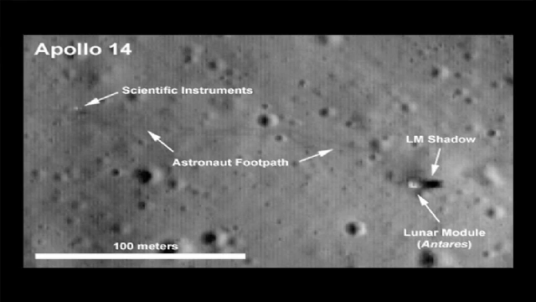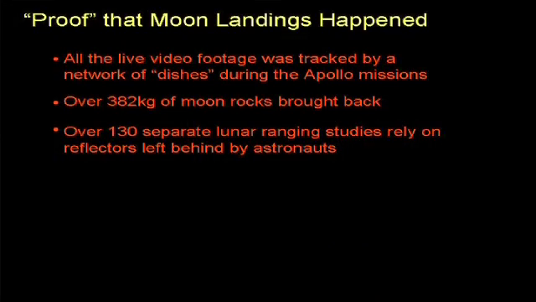Now, of course, again, the conspiracy theorists will probably just say that these are faked as well, but I'm prepared to give NASA the credit that what we are actually seeing is the lunar landing sites. So here's another couple of ways that I would regard as having proof that the moon landings really happened. Lots of video footage was tracked by a network of satellite dishes, radio telescopes on the Earth's surface.